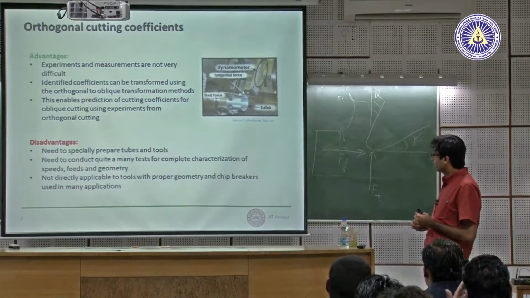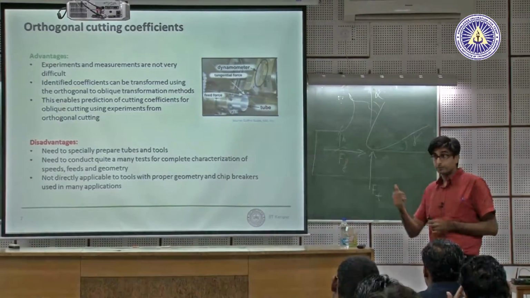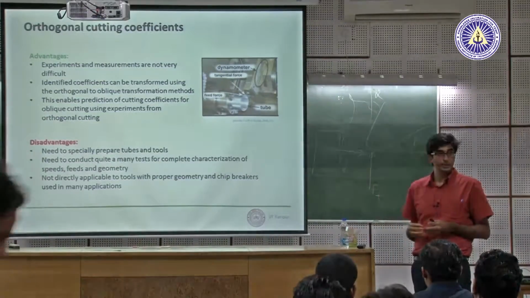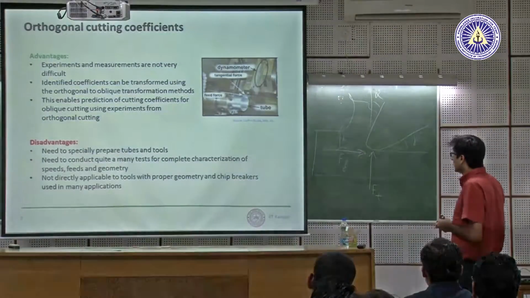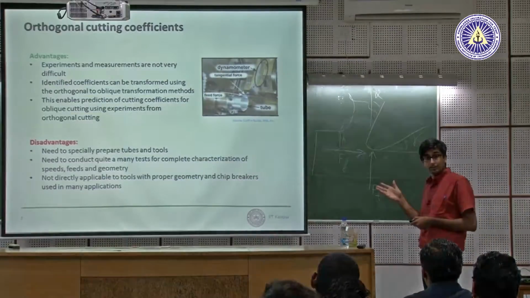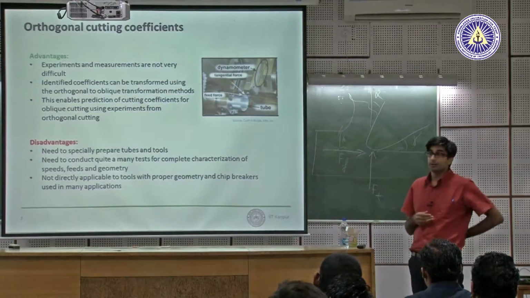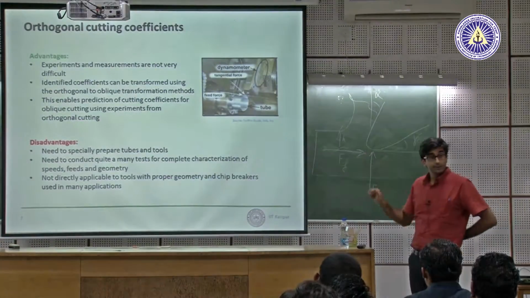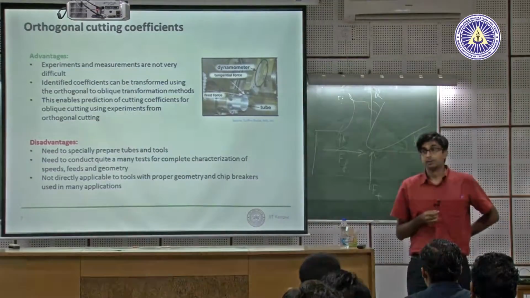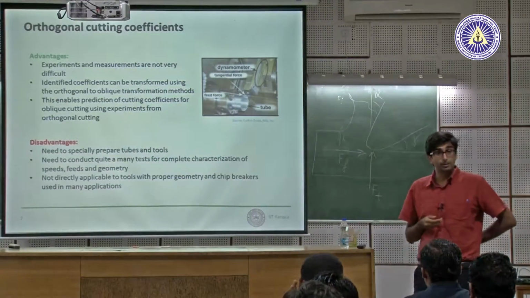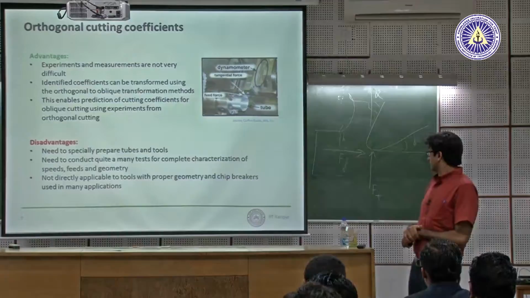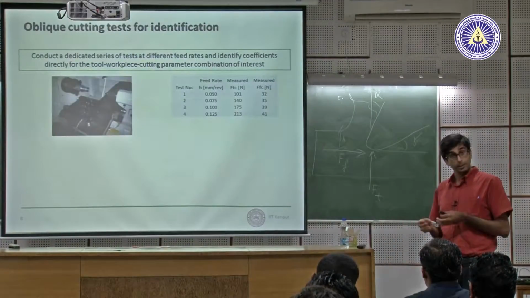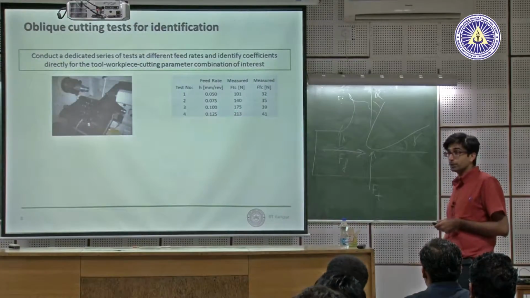You need to conduct quite a different variety of tests, different speeds, different geometries, create a database and then transform them to oblique. And this is not really real. Orthogonal cutting is not really real. It's a lab setup, and it helps us understand the mechanics. But most cutting is oblique. Milling is oblique, drilling is oblique, turning is oblique. So it's not really representative. So what we instead want to do is oblique cutting coefficient identification.